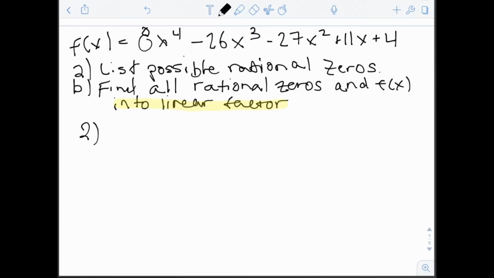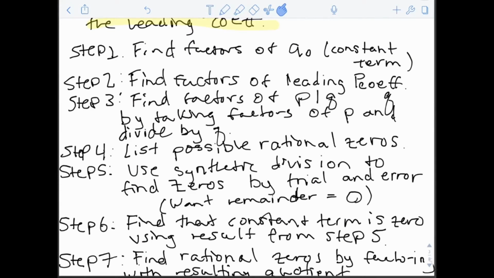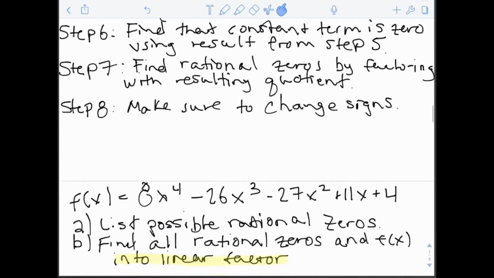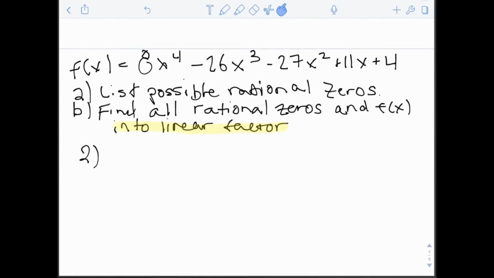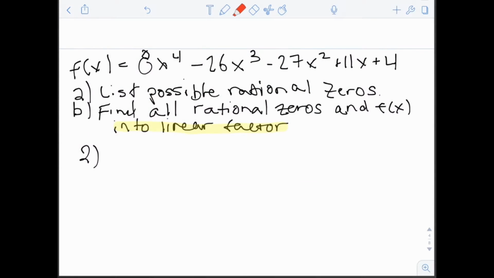So for part A, let's go ahead and see according to our steps. Our first one, we want to find factors of our constant term, or in other words, finding our factors of our p. So let's find the factors of p, or factors of our constant term. Our constant term is going to be right here with this 4. So we want to find factors of this 4. So p right here, factors of 4.